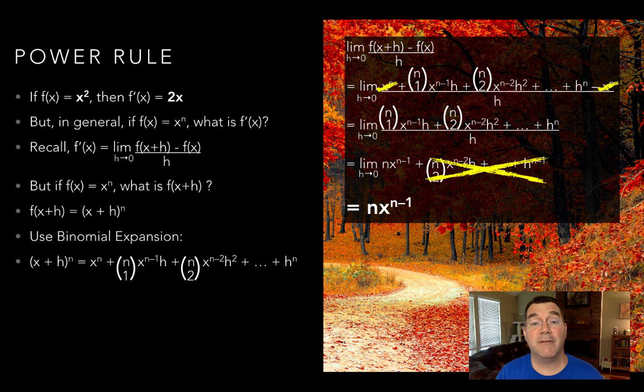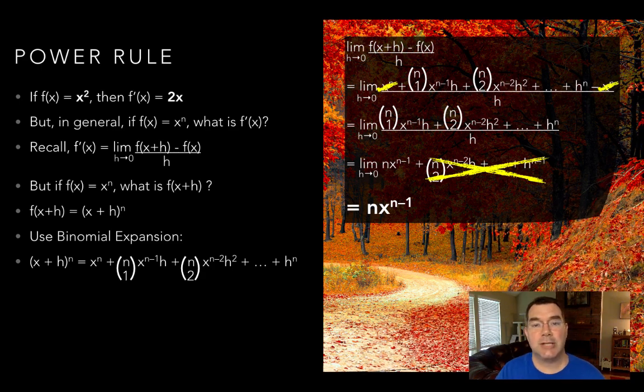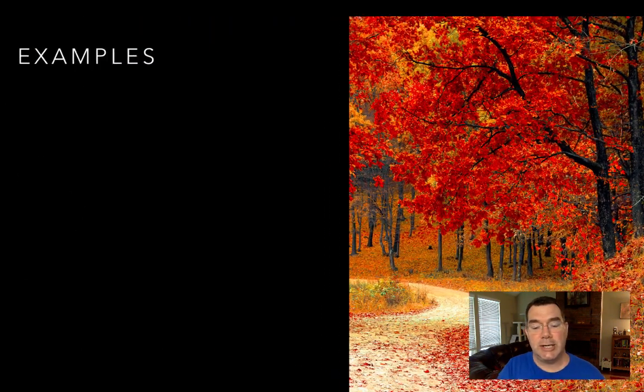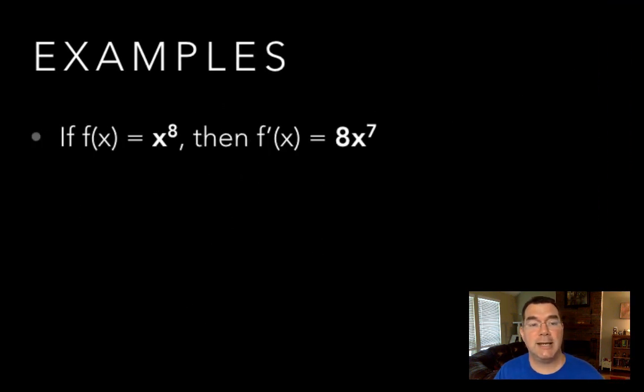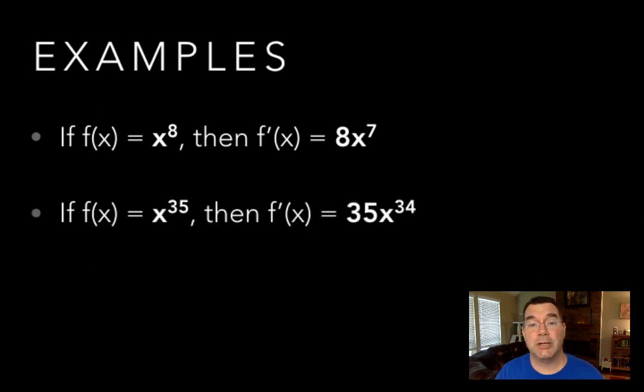So the derivative of x to some exponent is going to be that exponent times x to an exponent that is 1 less than the original. Okay, so let's look at some examples of that just to see what that looks like. If my function is x to the 8, then the derivative of that, f prime, is going to be 8 times x to the 7. Okay, so you always reduce the exponent by 1, and that becomes your exponent in your answer.